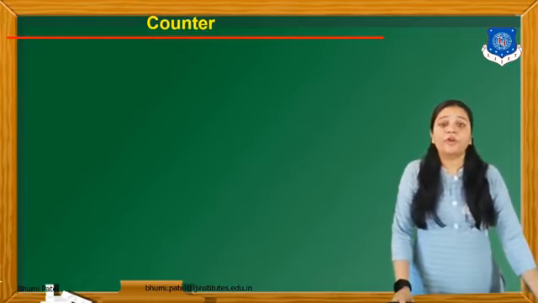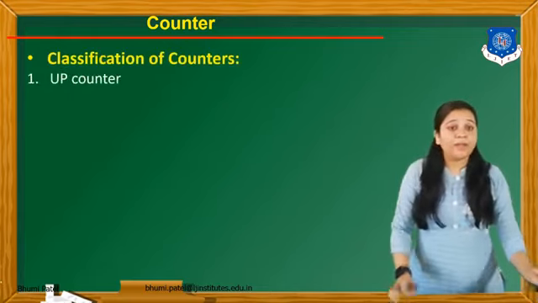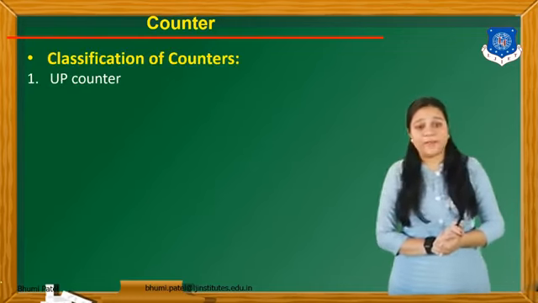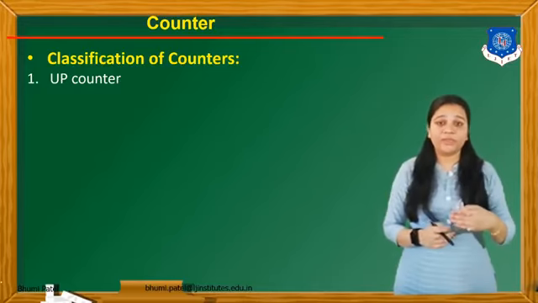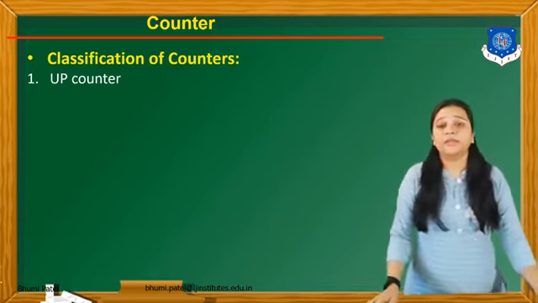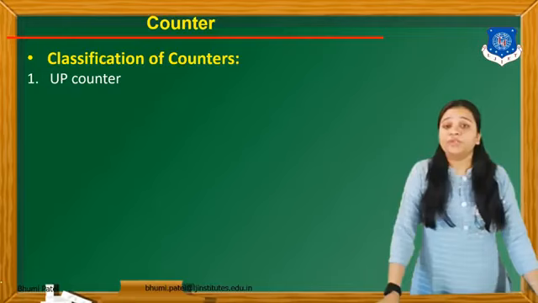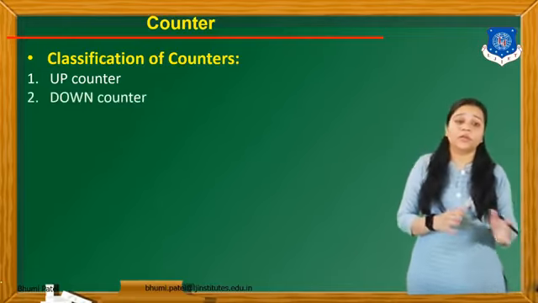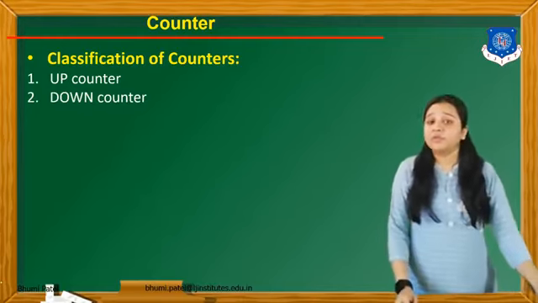So first of all, what is the counter? Classification of the counter: depending upon the application, we can classify the counter into four types. The first one is the up counter. If we want to increase the value of any object, or take an increased value for a particular object, we use the up counter. What is the down counter? If we count some objects from a higher value to zero, we use the down counter.